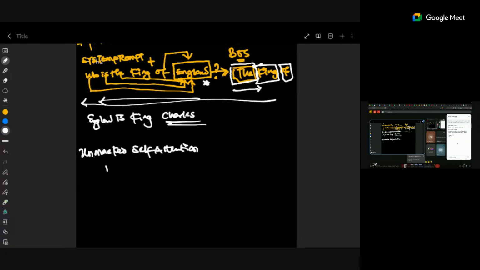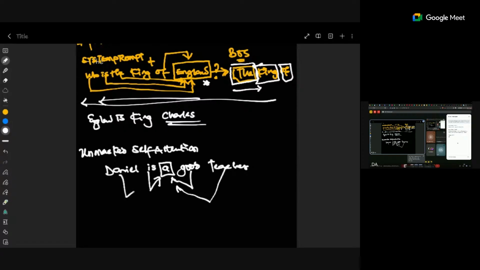Which means if you are saying "Daniel is a good teacher", and you want to predict, or doing training, you want to predict for the word "A". It means that "good" will contribute to the word "A", "teacher" will contribute to the word "A", "is" will contribute to the word "A", then "Daniel" will contribute to the word "A". Now, why is this important?